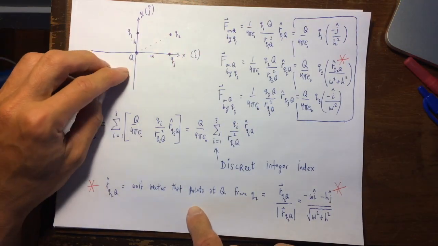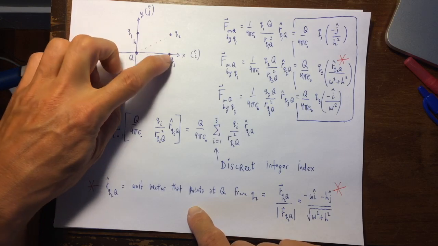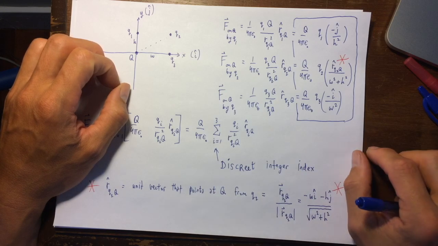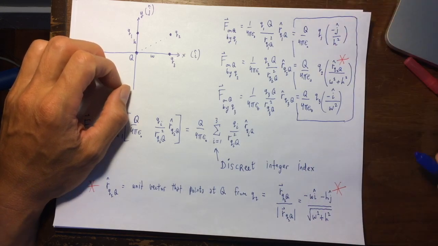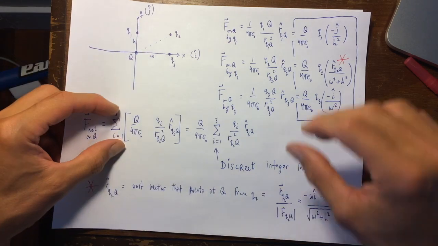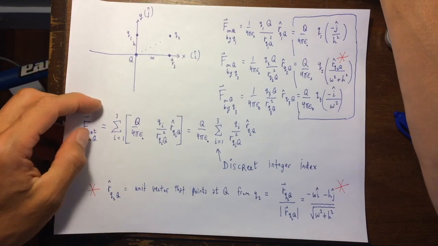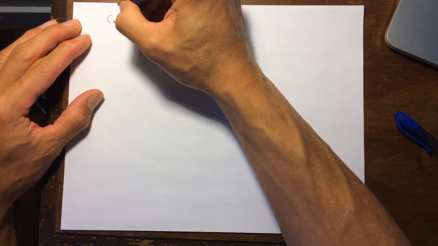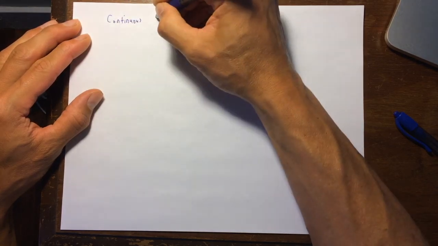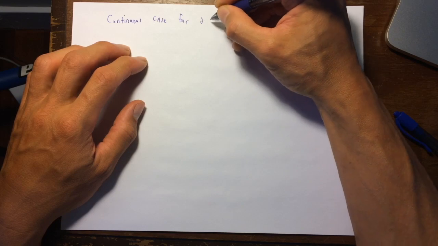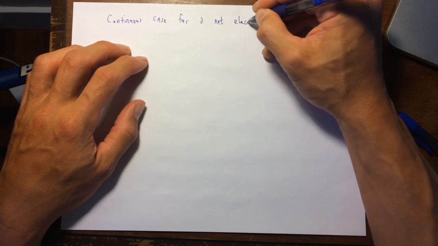You could turn this around and ask, well, what's the net force on Q2 by Q3, capital Q, and Q1? And you will, in general, get a different answer, right? All right. So that's the discrete case, and the situation of no blocking. So what about the continuous case for a net electrostatic force?